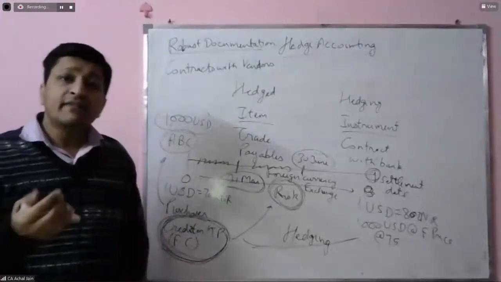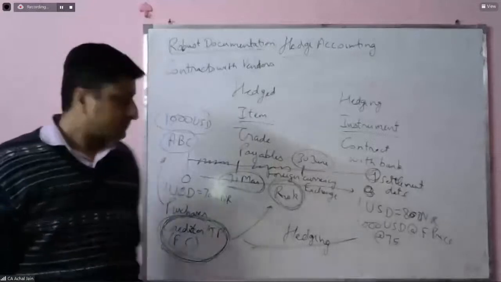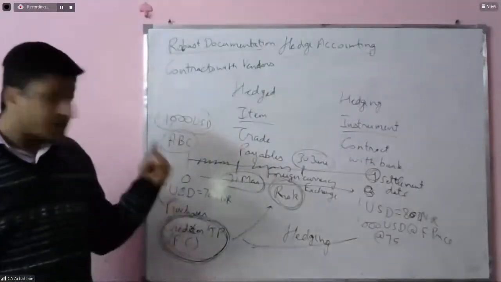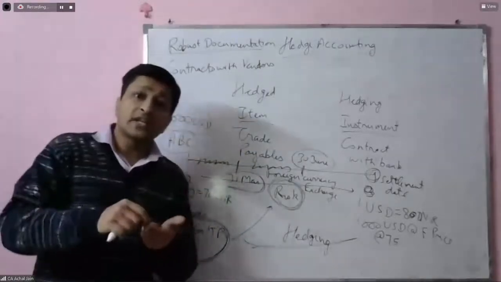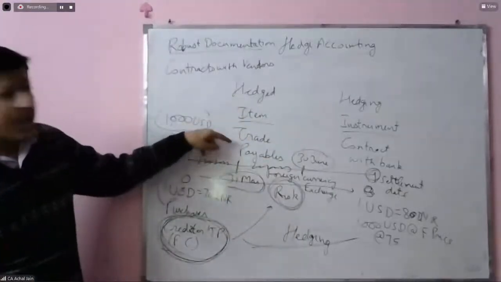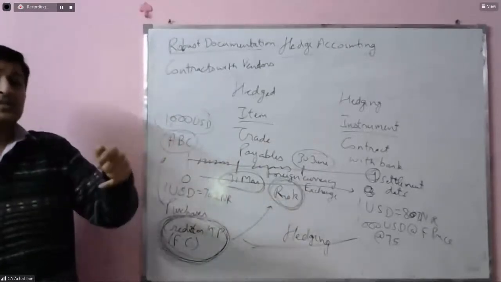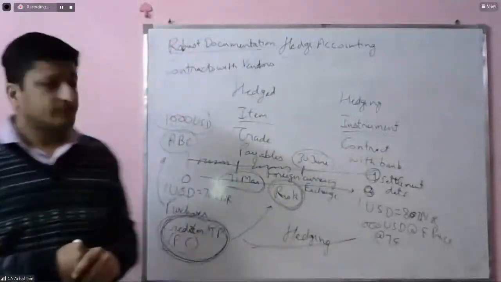So the entity will have exposure of forex contractually. Yes or no? So one is the hedged item, wherein the hedged item is recorded in the books of accounts. In this case, this hedged item is recorded in the books, but it's not necessary that the hedged item may always be recorded in the books.